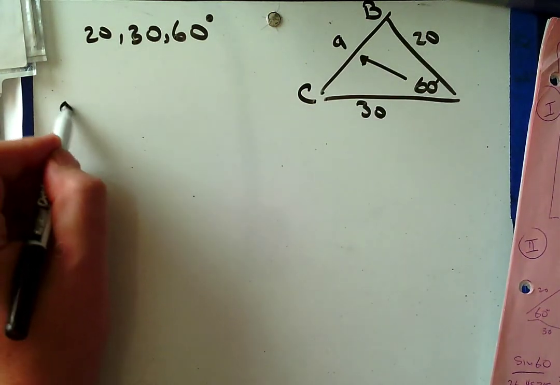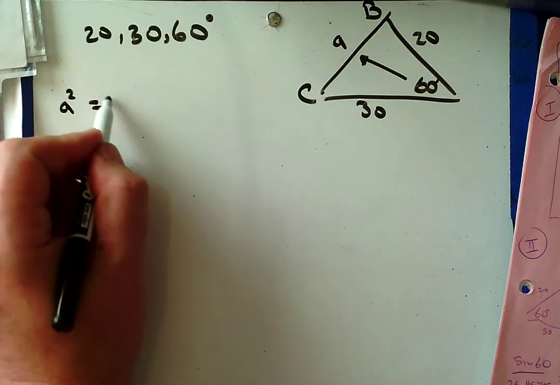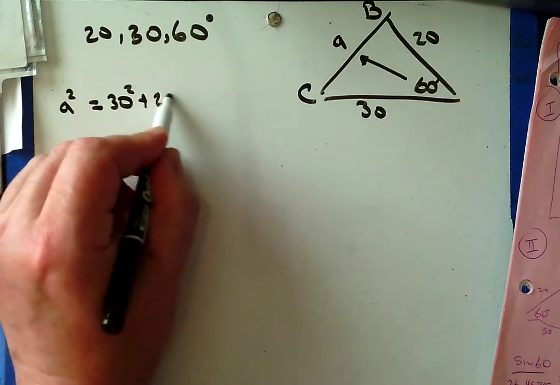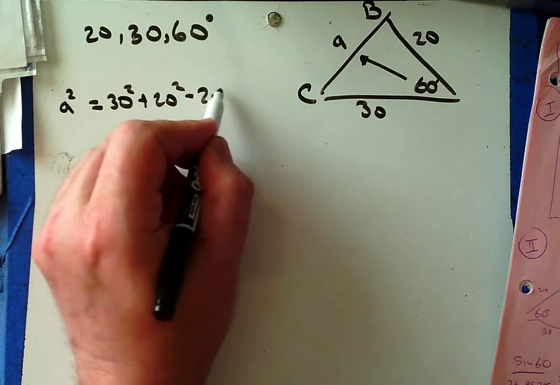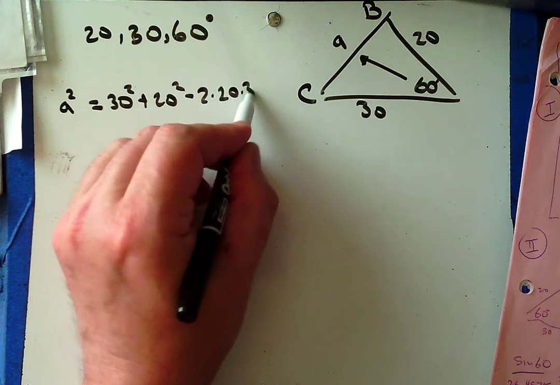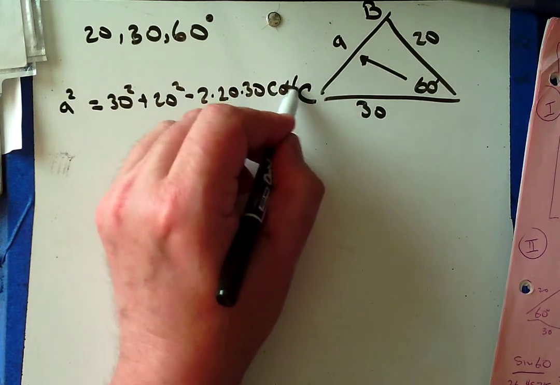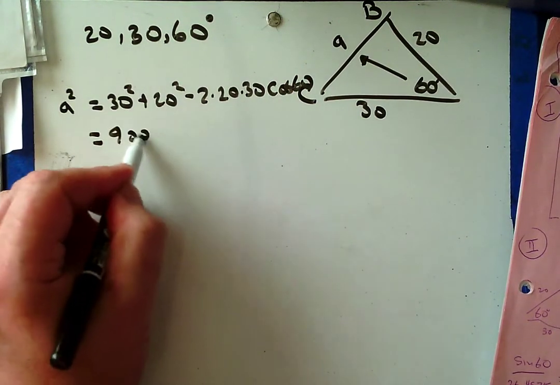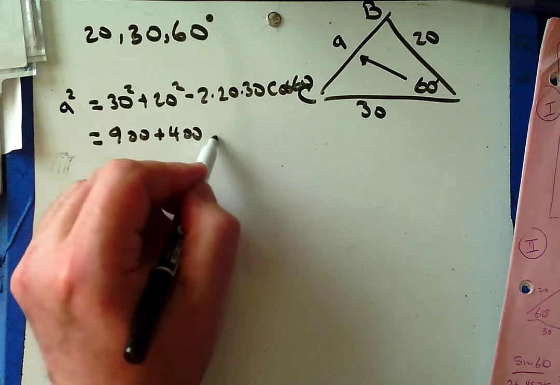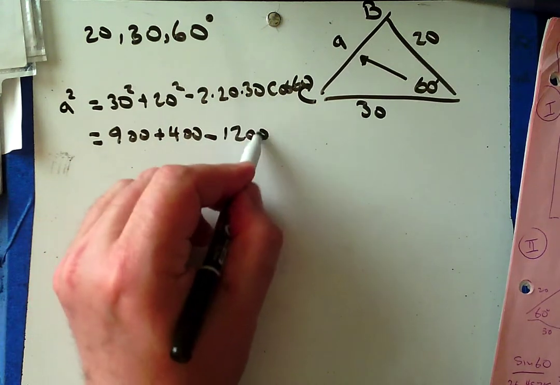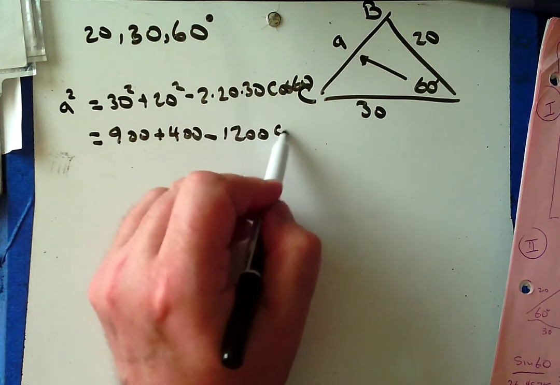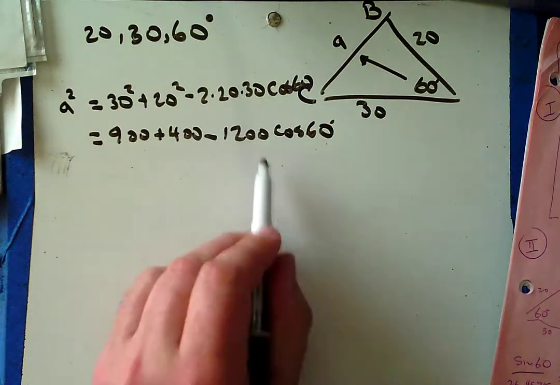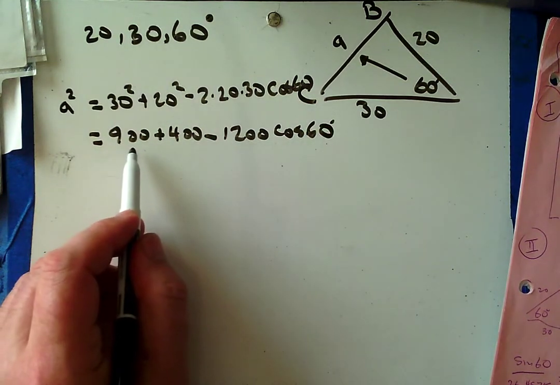I can say a squared equals 30 squared plus 20 squared minus 2 times 20 times 30 cosine 60. Okay, so that's 900 plus 400 minus 1200 cosine 60. Now, I want to say something about this step.